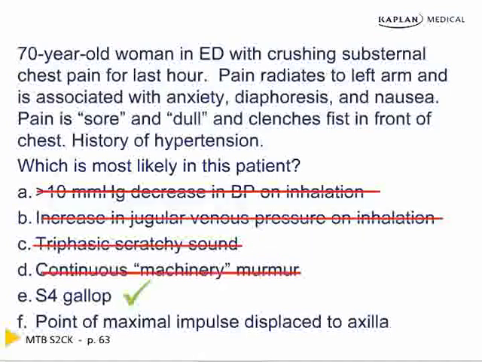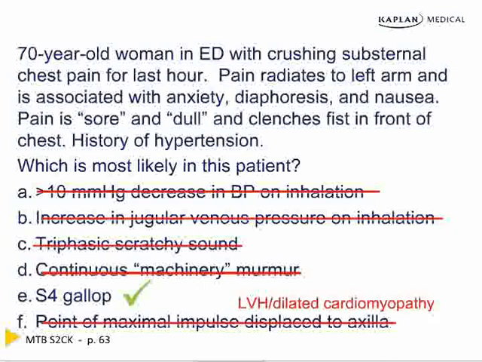Choice D, the continuous machinery murmur, is seen in patent ductus arteriosus, because no hole ever closes. And finally, choice F, the point of maximal impulse being displaced into the axilla, is from cardiomyopathy and left ventricular dysfunction.